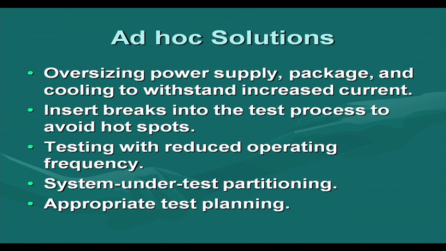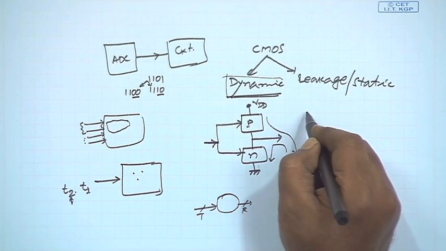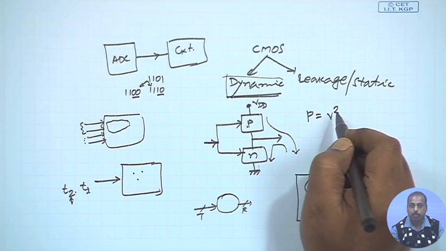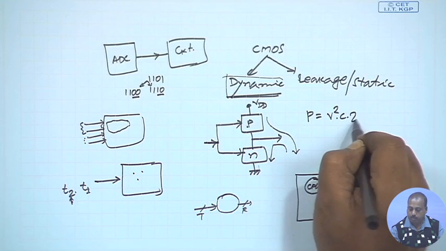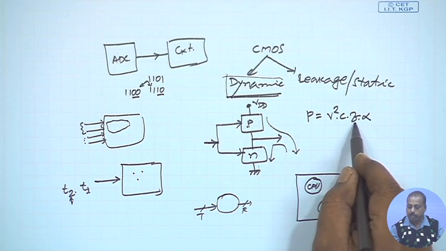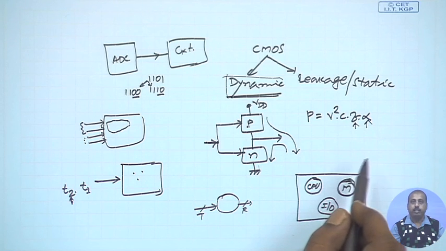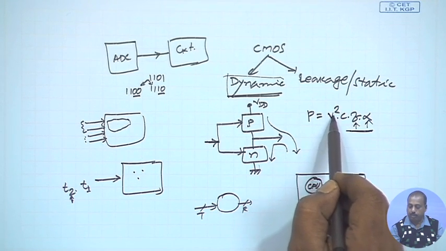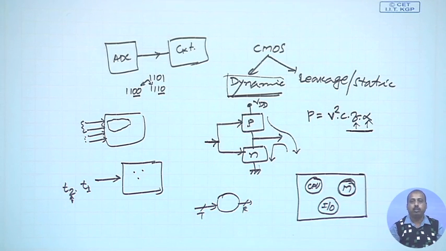Then testing with reduced operating frequency. This is the other possibility. You know that the dynamic power consumption in a CMOS circuit is proportional to V squared, the supply voltage, into C into F into alpha, where V is the supply voltage, C is the capacitance that switches, F is the frequency of operation, and alpha is the switching activity. If we can restrict these values, so even out of this, the supply voltage we normally cannot do anything about, because that is technology dependent. So, it is already done.